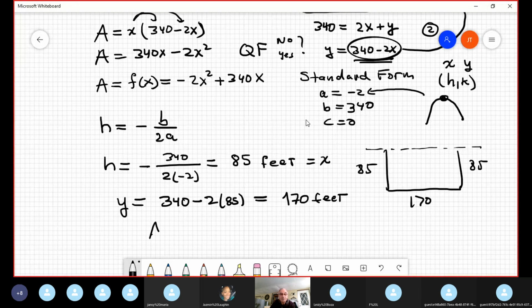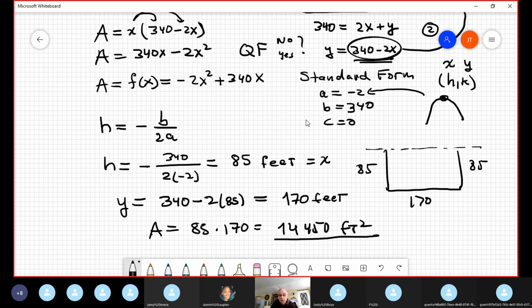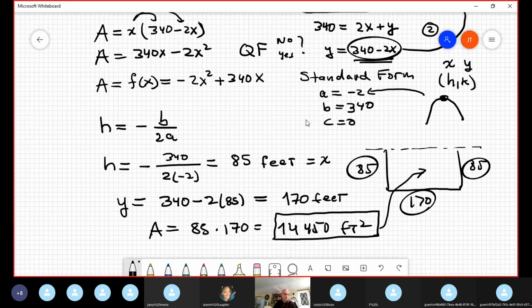And what about the area? Oh, the area is super easy. It's just multiplication, 85 times 170. And the answer is 14,450 square feet. Okay, so what is the final answer? One of the final answers, in my opinion, is the dimension. And why not the area, the total area contained inside this.